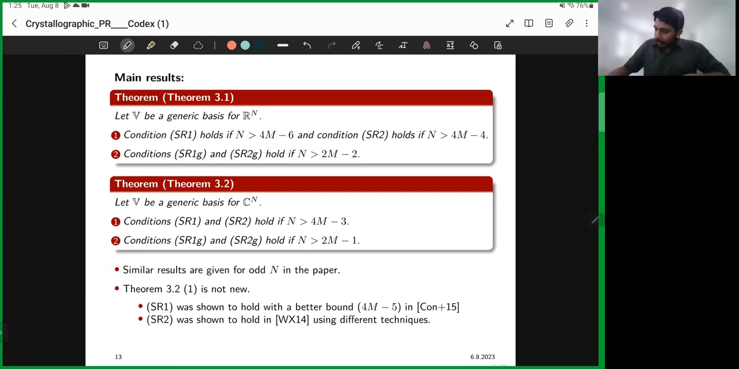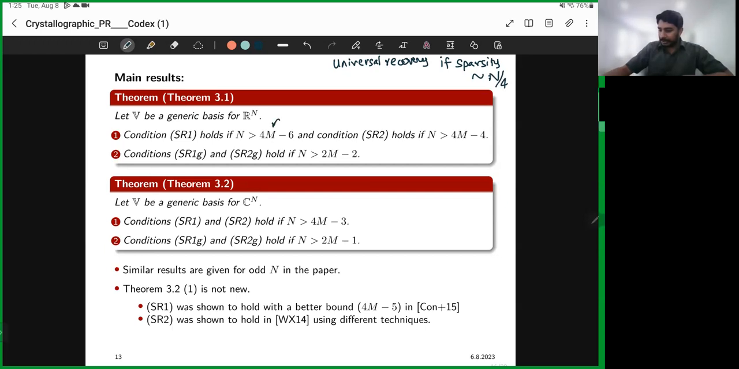So we have theorem 3.1 and 3.2. These are our central theorems in our paper, right? If I take a generic basis of Rn, condition SR1 holds if n is bigger than 4m minus 6, and SR2 holds if n is greater than 4m minus 4. So another way of understanding it is universal recovery if sparsity is in the order of n over 4, which is m is less than n over 4.